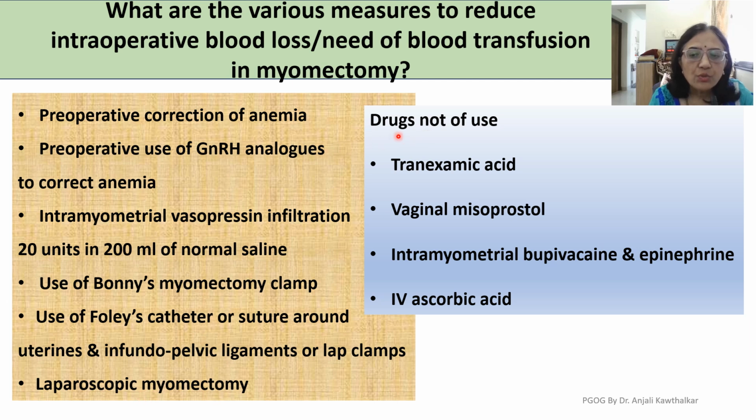Drugs which are shown to be of not of great use to reduce the blood loss are tranexamic acid, vaginal misoprostol, intramyometrial bupivacaine or epinephrine, and intravenous ascorbic acid.